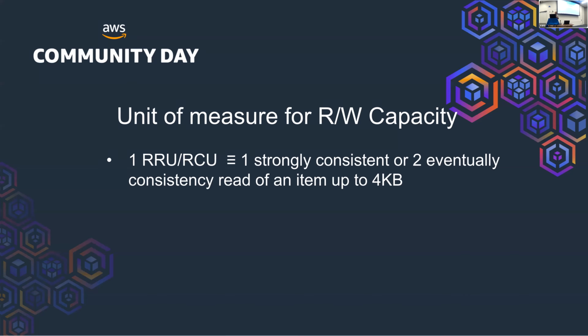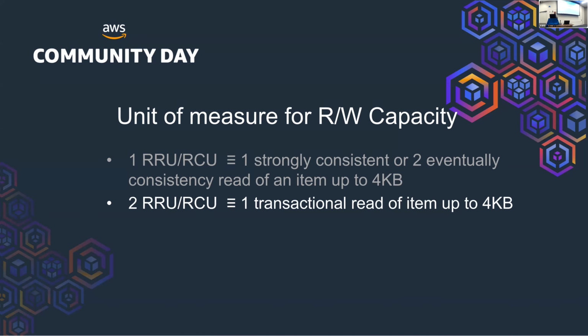For RRU or RCU, one strongly consistent read up to 4 KB is equivalent to 1 RRU, and 2 eventually consistent reads up to 4 KB. If you are reading an item larger than 4 KB, your capacity consumption will be more. For instance, if you're reading a strongly consistent 10 KB item, you will be consuming 3 RRU.